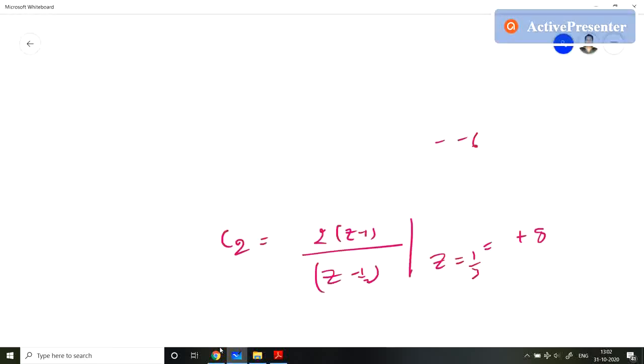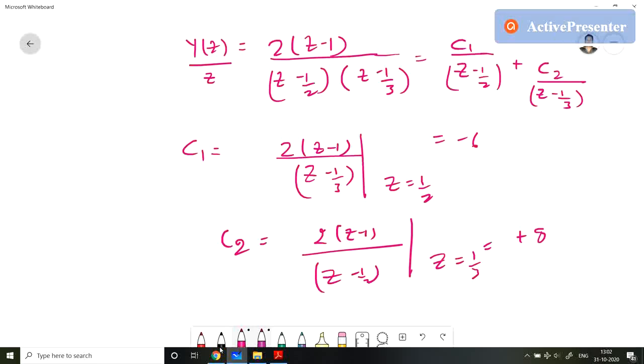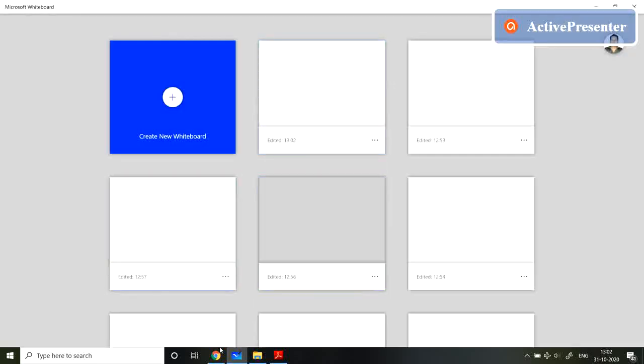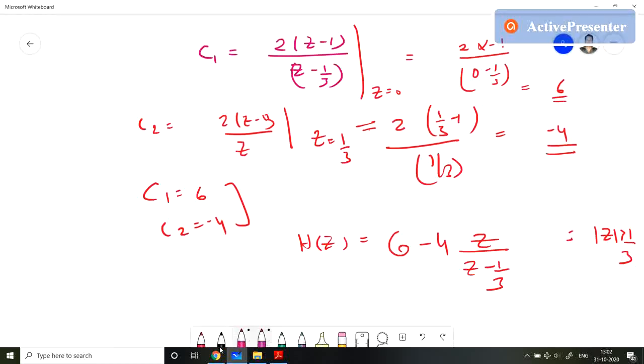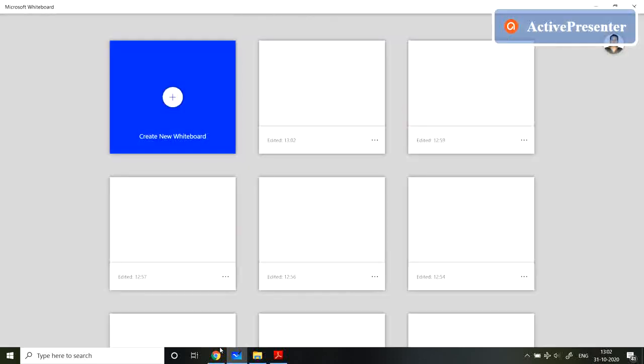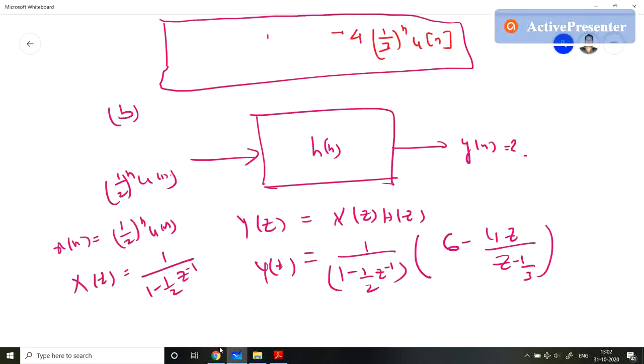So in our problem, in the first case we found the value of H(n), and after that H(z), and then in the second case the new input is 1 by 2 raised to the power n u(n), and we need to find the output y(n), so that Y(z) is equal to X(z) into H(z).